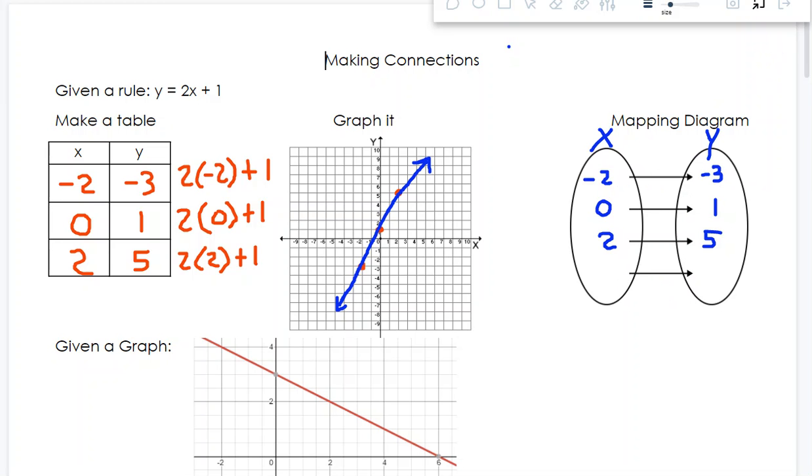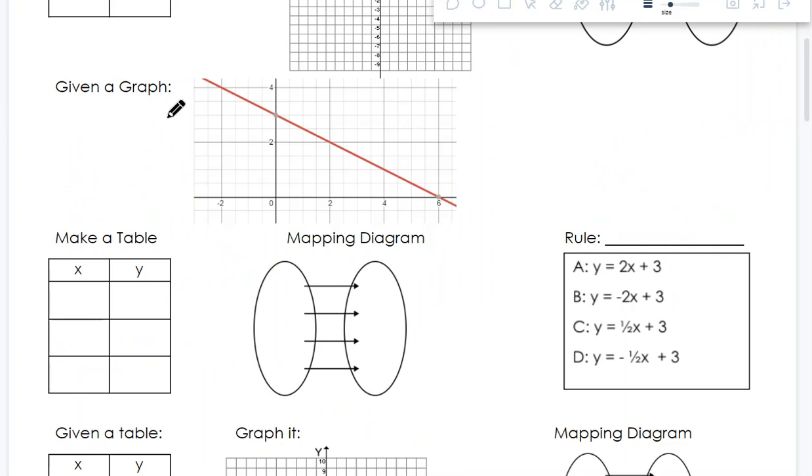All right, let's go to the next one. Let's see how we can do these. On this one, they gave us a graph, and we have to make a table, a map, and then find the rule.